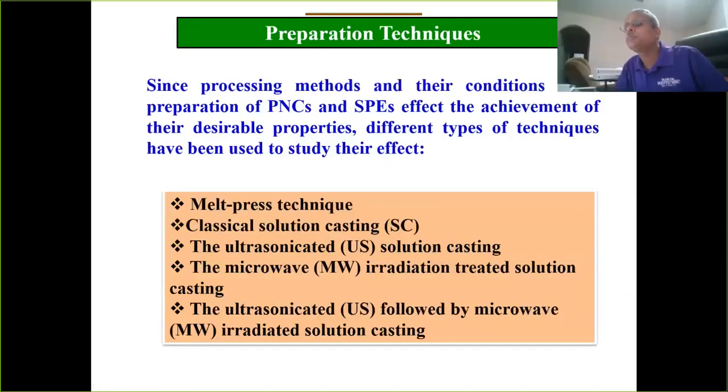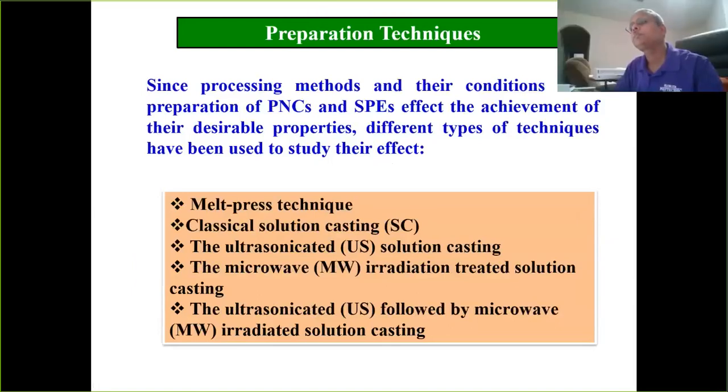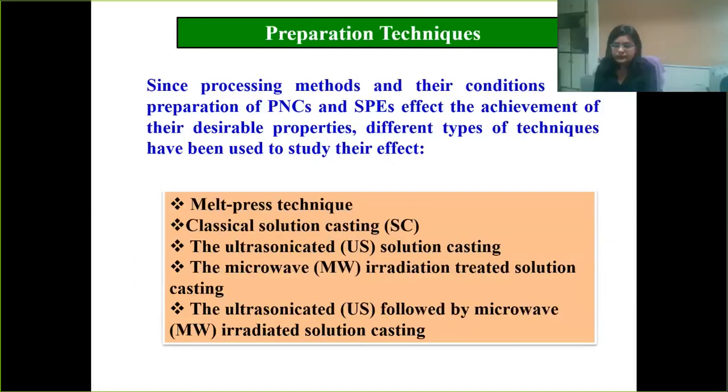Since processing methods and their conditions in the preparation of PNCs and SPEs achieve their desirable properties, we can alter the properties by using different types of techniques. I have used melt casting and solution casting techniques. I have given several treatments while preparing solid polymer electrolytes for the enhancement of dispersion of a nanofiller in the polymer matrix. I have used ultraconcentrated solution casting, microwave irradiation-treated solution casting, and both ultraconcentration and microwave treatment during processing.